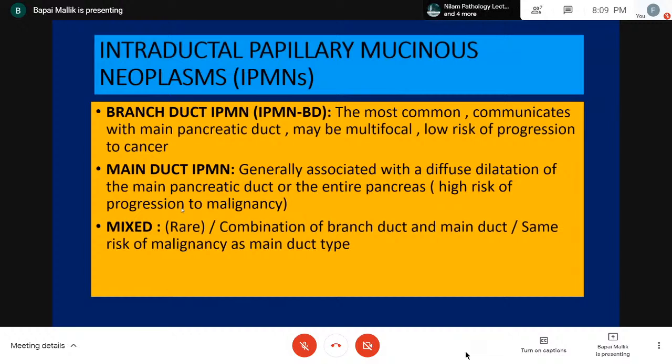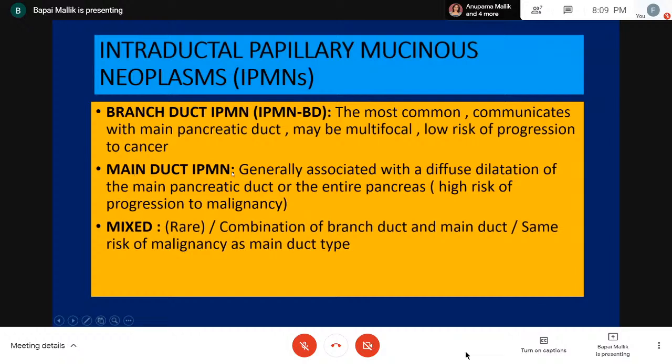Next, intraductal papillary mucinous neoplasms. They are of three major types: the branch duct IPMN, the main duct IPMN, and the mixed type of IPMN. The branch duct IPMNs are the most common type. They communicate with the main pancreatic duct. They may be multifocal, but importantly, they have a lower risk of progression to cancer.